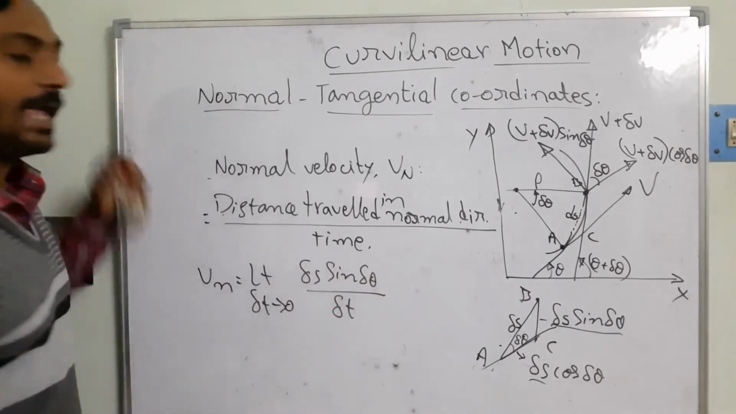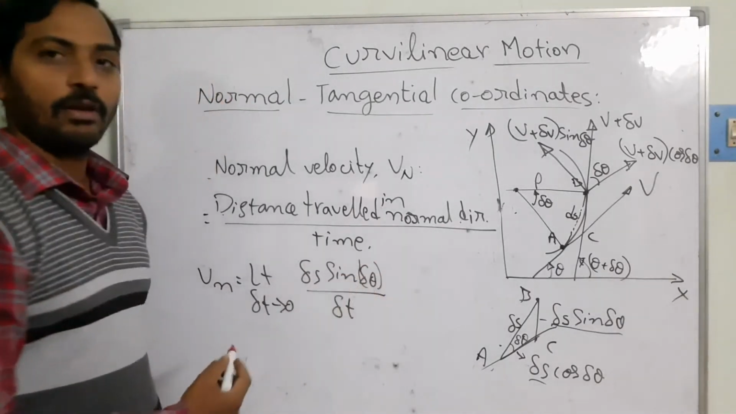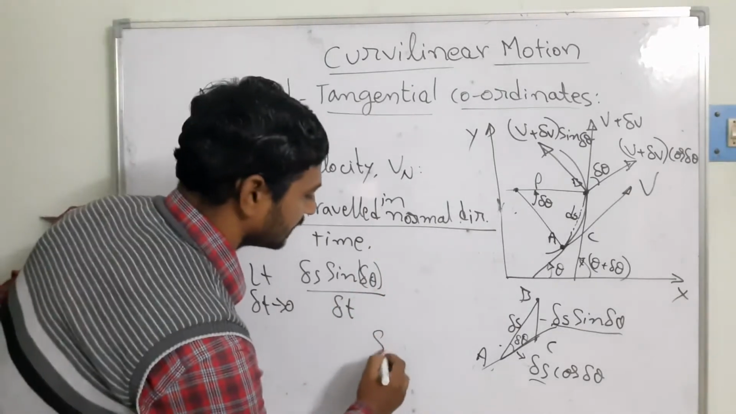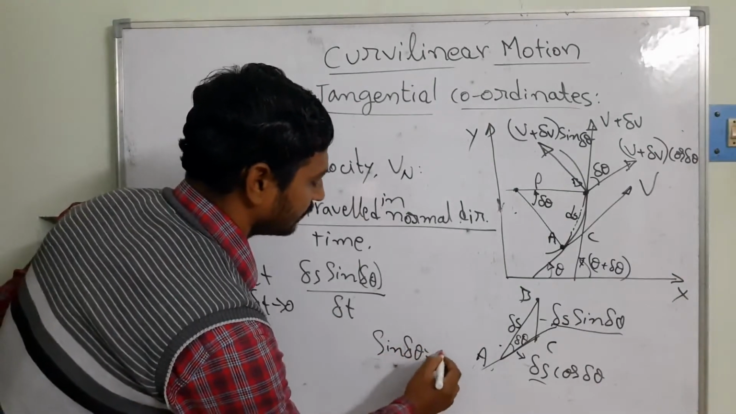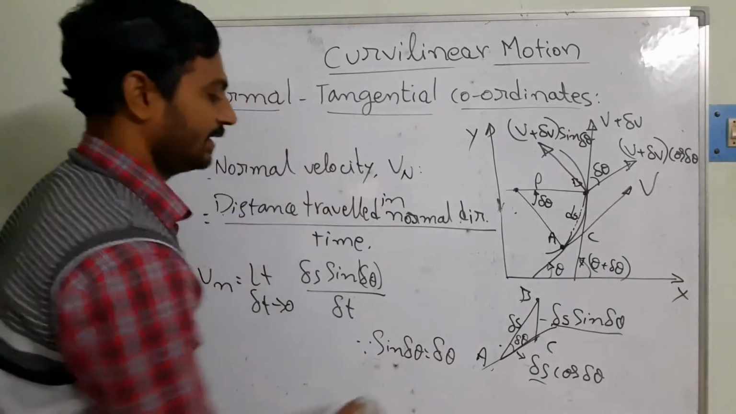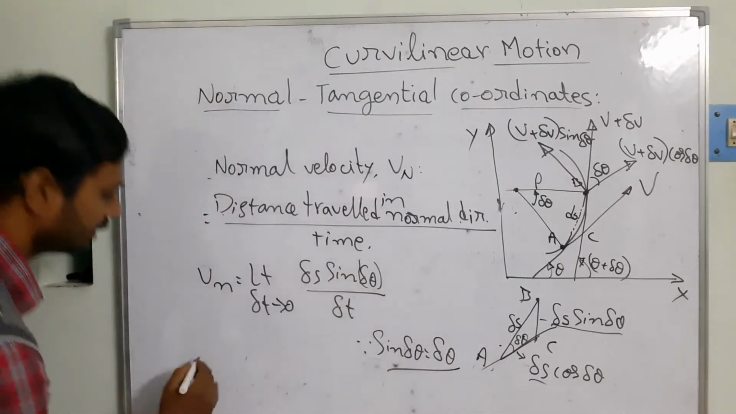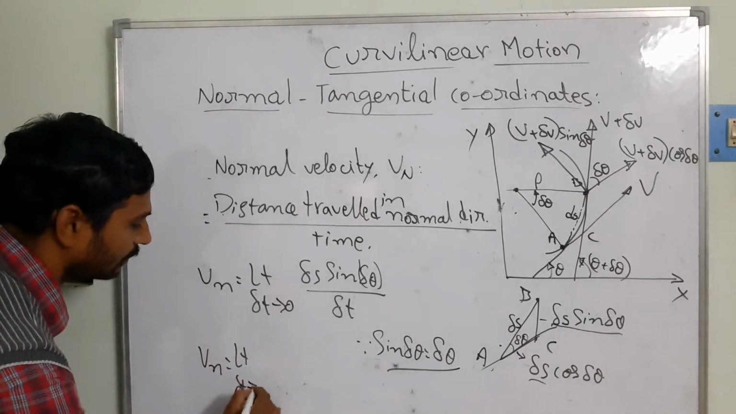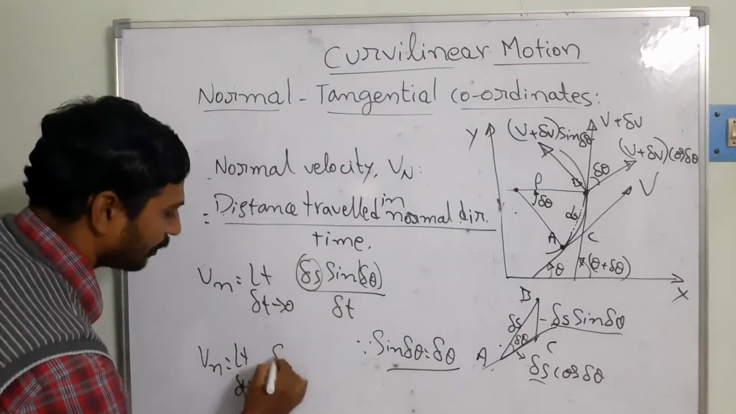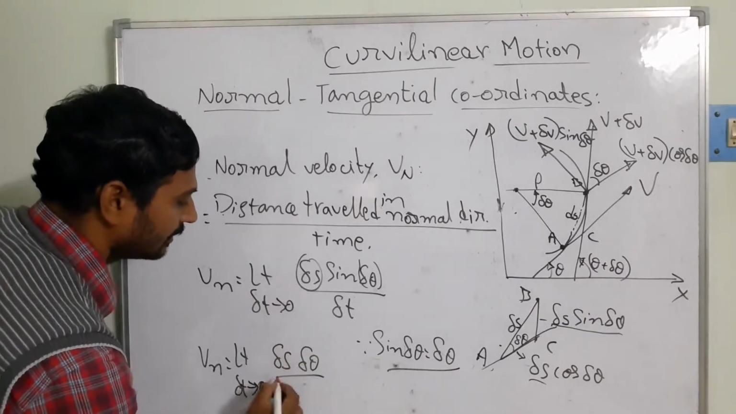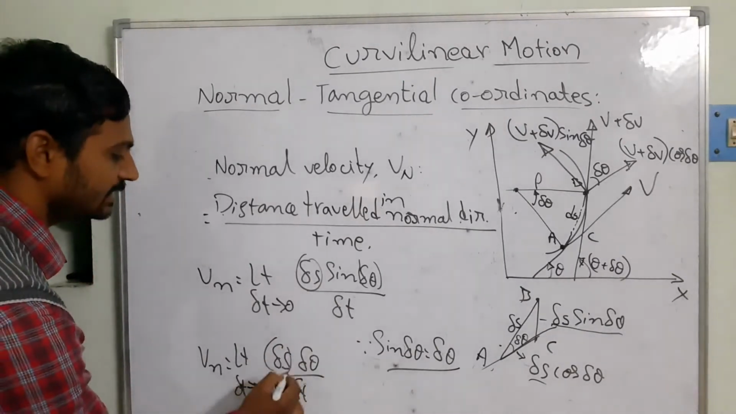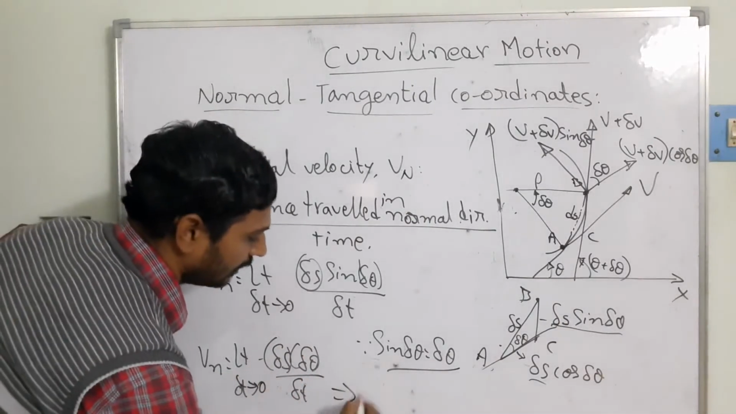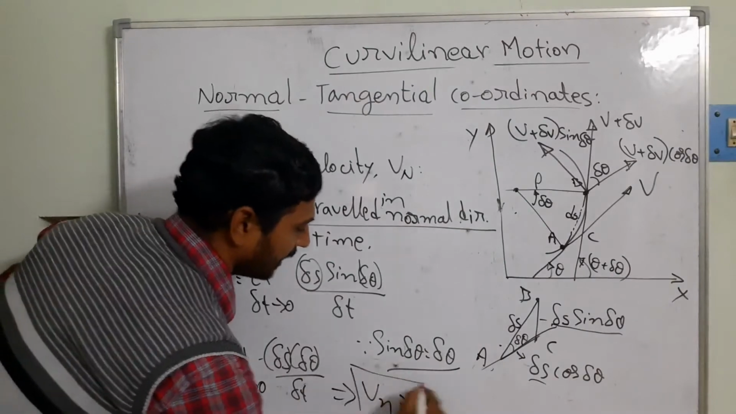As we know, del theta is very small. It means it tends to 0, then sine 0 is equal to 0. So sine del theta is equal to del theta only, and I write the same over here. So Vn is equal to the limit del t tends to 0, del S as it is, times del theta divided by del t. In this case, the product of this is a very small component. So then Vn is equal to 0.